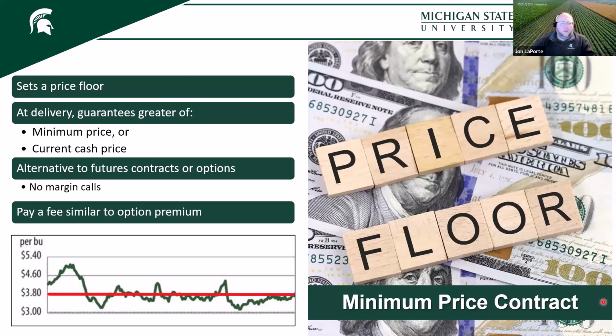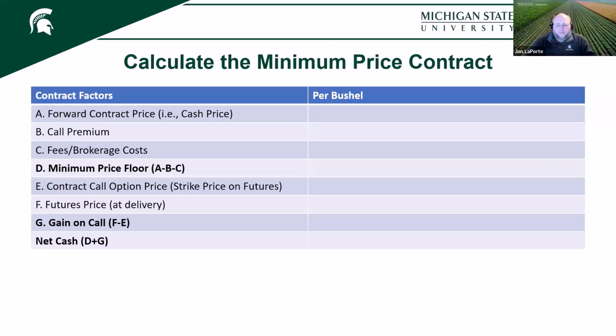Okay. So here's an example we're going to walk through. I apologize on the slides. I realized as we were getting set for today that I had a typo on the slides, so we'll walk you through the correct numbers here. We want to set the stage a little bit. We're going to use a forward price contract as our starting point, as our cash price, because we're often comparing between the two. And we've got a call premium.